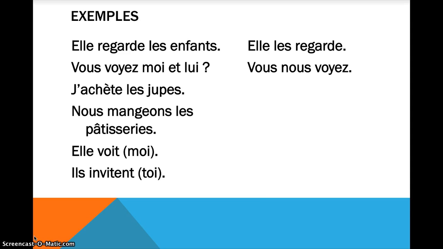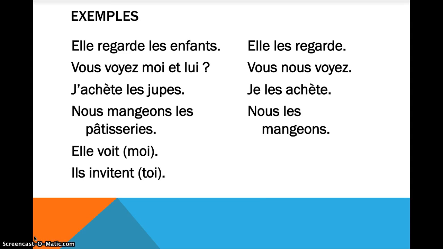J'achète les jupes. Buy who, buy what? Buy les jupes. Les jupes is our direct object pronoun. Je les achète. Nous mangeons les pâtisseries. Eat who, eat what? Eat the pâtisseries, the pastries. So pastries is our direct object. Nous les mangeons. We eat them.